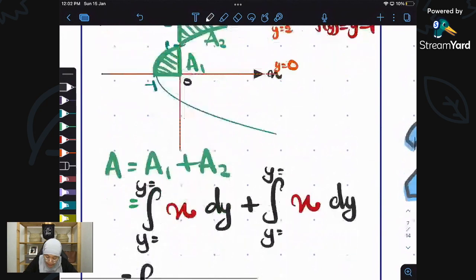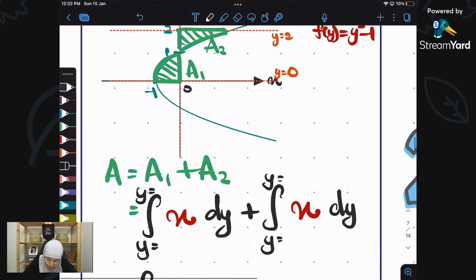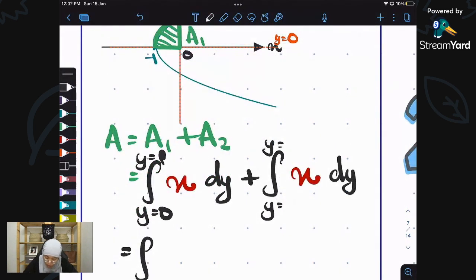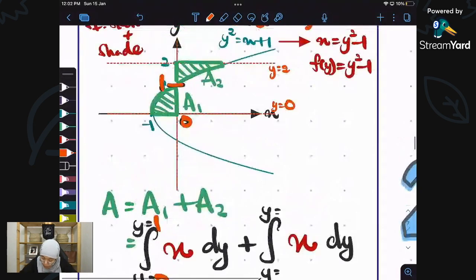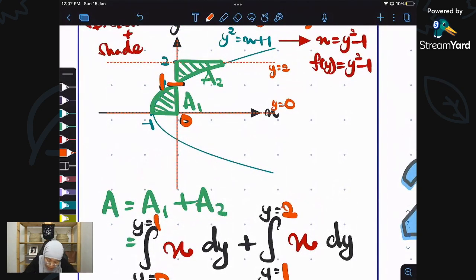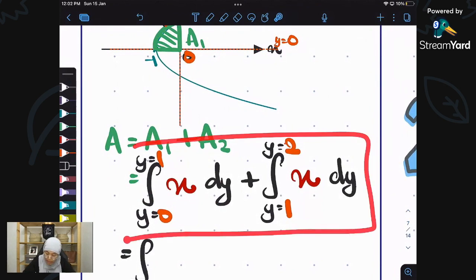What is my limit again for my A1? A1 is start from 0 until 1. So 0 until 1 is my first limit. Maybe I should use orange color. From 0 until 1 is my first area of region A1. Manakala A2 adalah from 1 until 2. Here shows that 1 until 2 is my area of region for A2. Okay, so now it's very complete already.